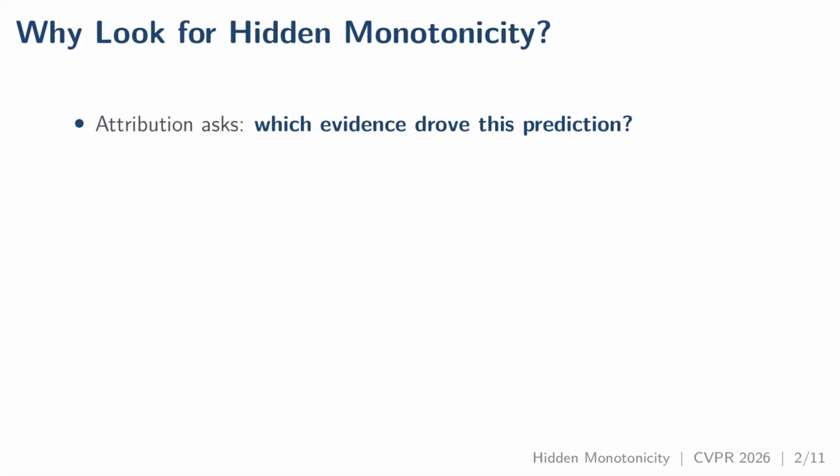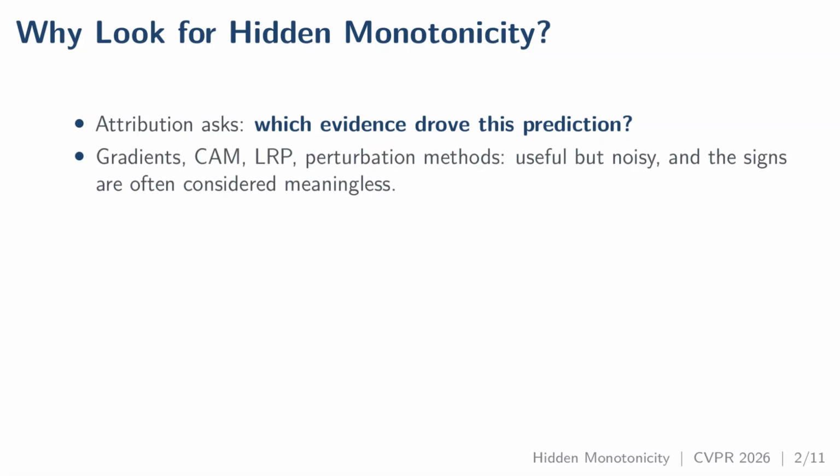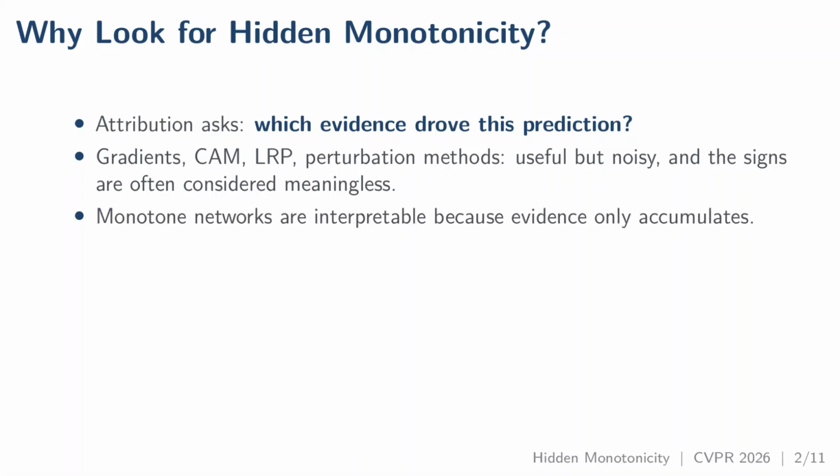Attribution methods in general try to answer, given a particular prediction, which input features or evidence drove the model's decision. Gradients, CAM methods, LRP, and perturbation-based methods all give useful signals, but they can be noisy, and attribution map signs are often considered meaningless. The computation of networks with monotone components is easier to read because evidence only accumulates and gradients are also more stable.